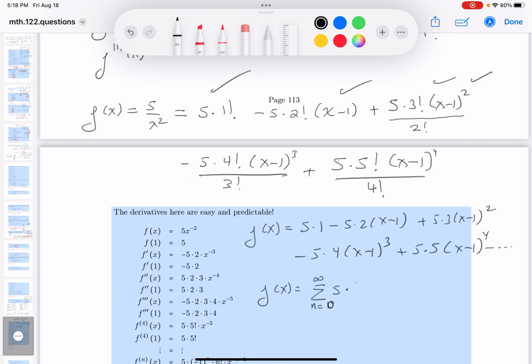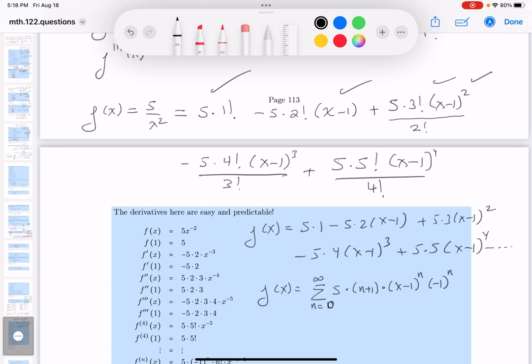And what are you going to get there? n plus 1 times x minus 1 to the n. And this alternates. And I'm going to put minus 1 to the n to get it to alternate. Now let me just see if that works out.